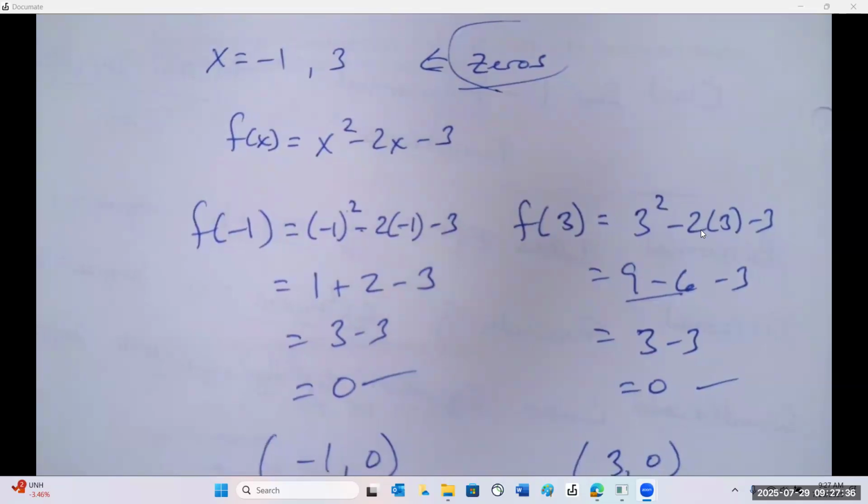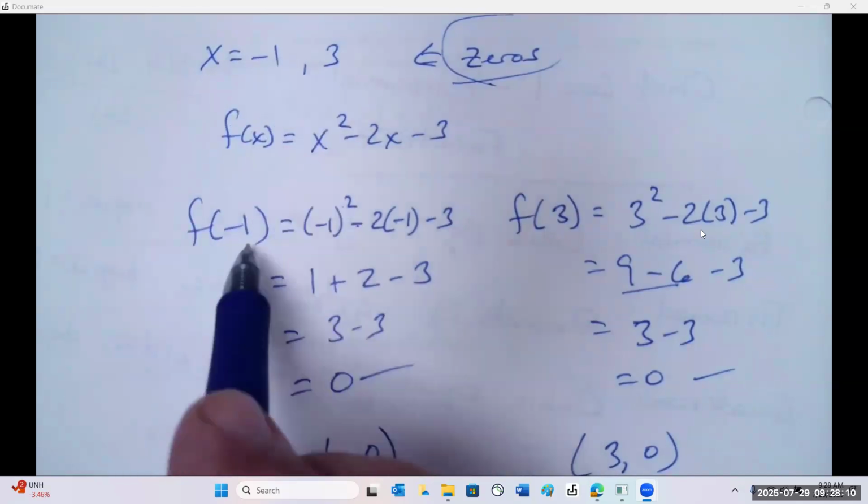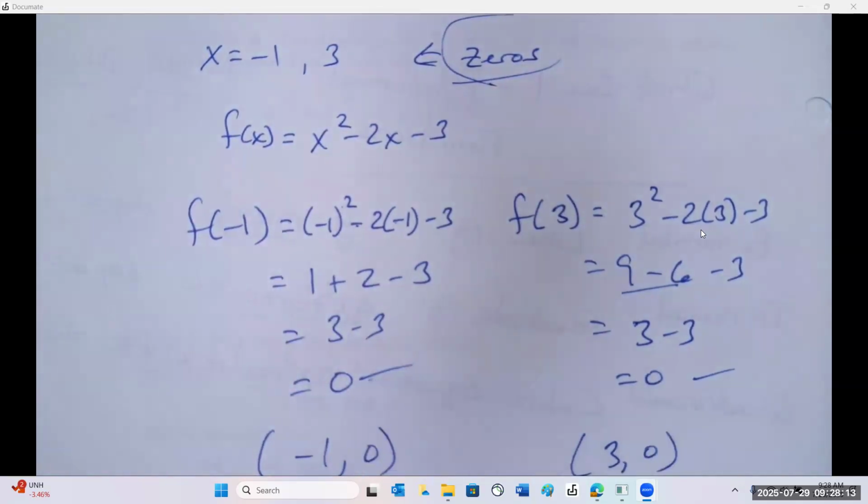In your notes, you should put what defines a zero. But what are you going to write? You pick up your pen. How do we know that -1 and 3 are zeros? What did we do in this example? What do we do with them? Plug them in and they equal 0. Yes, that's why they're called zeros. If I plug these numbers into the function, they give me 0. Hence, they're zeros.